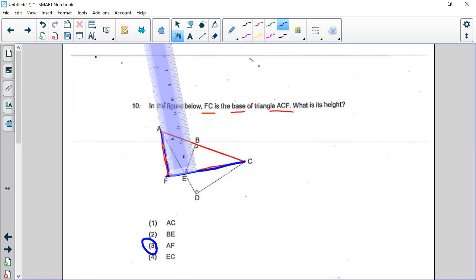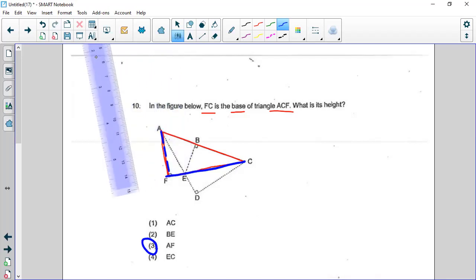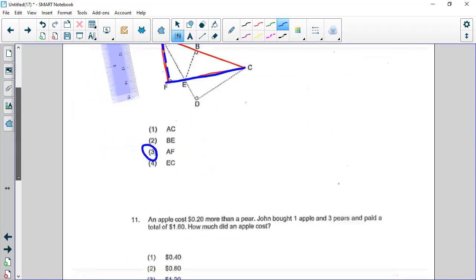If you got the answer wrong, now you should understand already and not get the same question wrong the next time. All right, so must use a ruler to find the height. Okay, let's go to question 11.